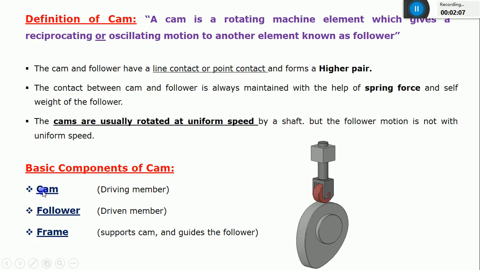These are the three basic components of this CAM mechanism. The first one is the CAM, which acts as a driving member, and one more is the follower, which is a driven member, and one more is the frame. Whatever fixed elements are there, the guideways which support this CAM and guide the motion of the follower, come under the frame. So these are the three basic components which were discussed in the previous class.